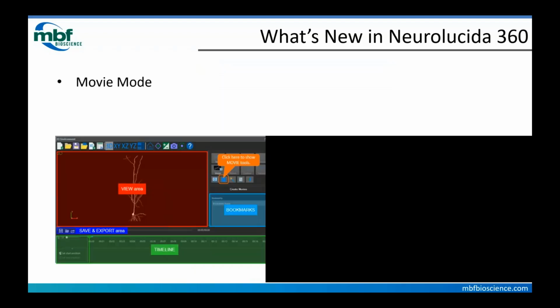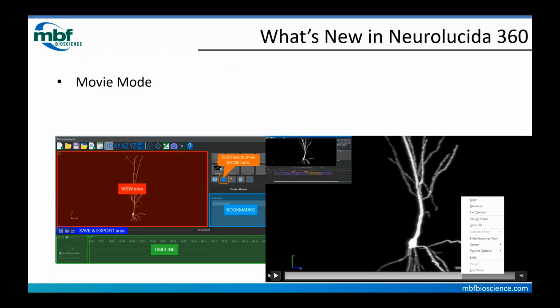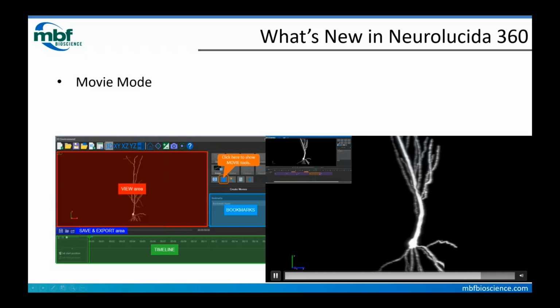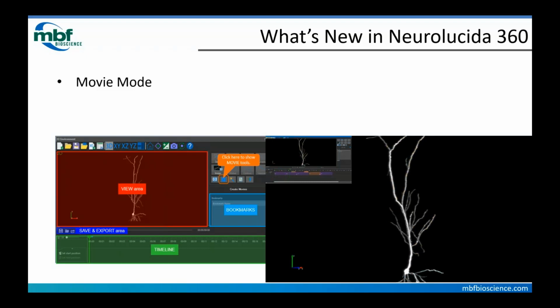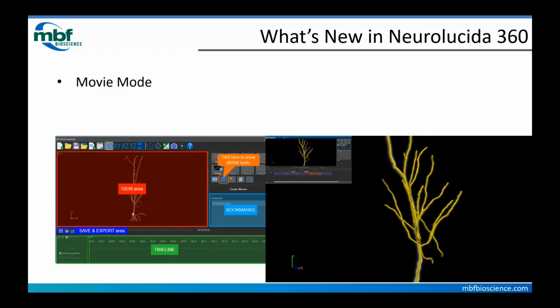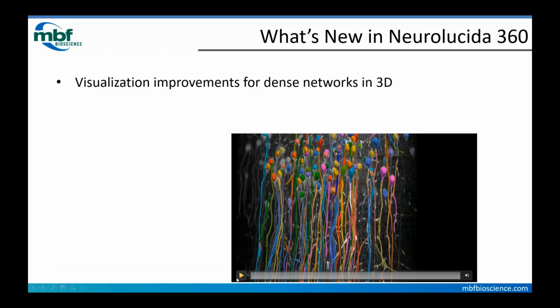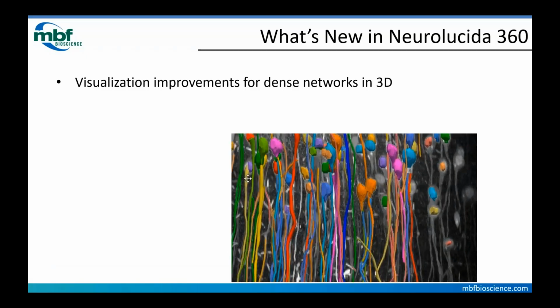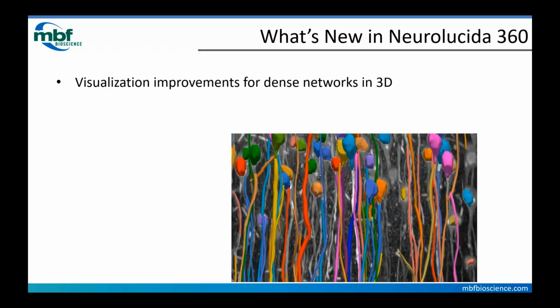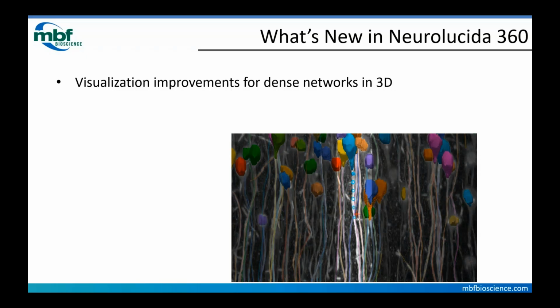Yeah, and so one of the things that you'll see in this new release is our completely redesigned movie mode. And so we've applied intuitive tools to produce high-resolution videos. As you can see on the screen here, we can now navigate in tissue in 3D in a completely redesigned way. Another thing that we've worked on is visual improvements for dense networks in 3D. What you're seeing currently on the screen is a tool that we call Display Previously Traced Trees as Centerline.